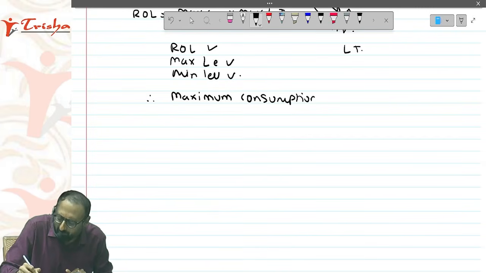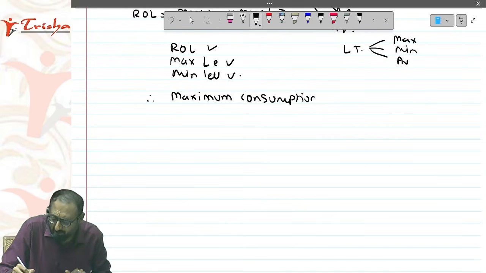Sirji, lead time will be given: maximum lead time, minimum lead time, and average lead time. Maximum lead time is 10, minimum is 6, and average is 8.